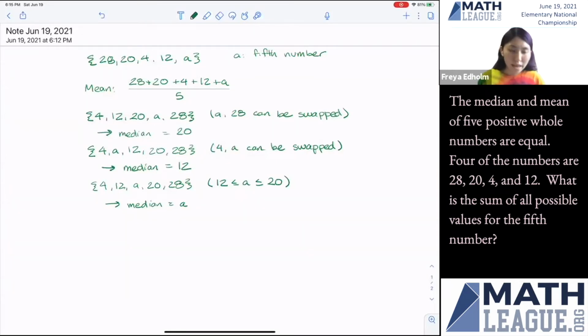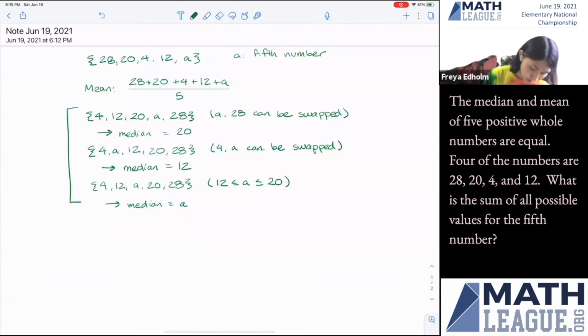So remember that A can be in one of 5 places. A is less than 4, 4 is less than A is less than 12, 12 is less than A is less than 20, 20 is less than A is less than 28, and 28 is less than A, where A is the biggest number in the set. And in some of these cases, they don't change the median. So indeed, these are our 3 possible cases for the median.